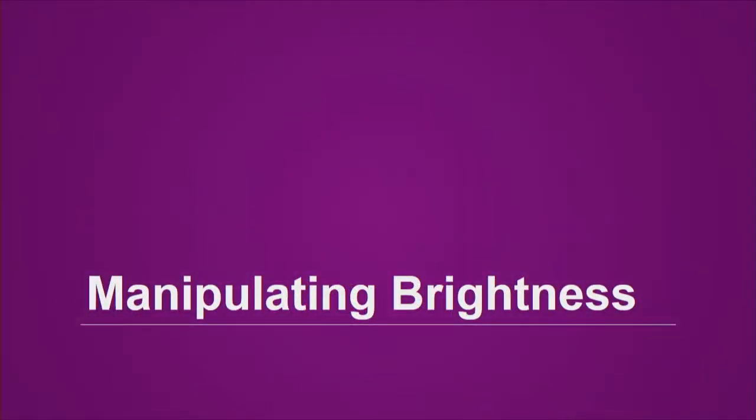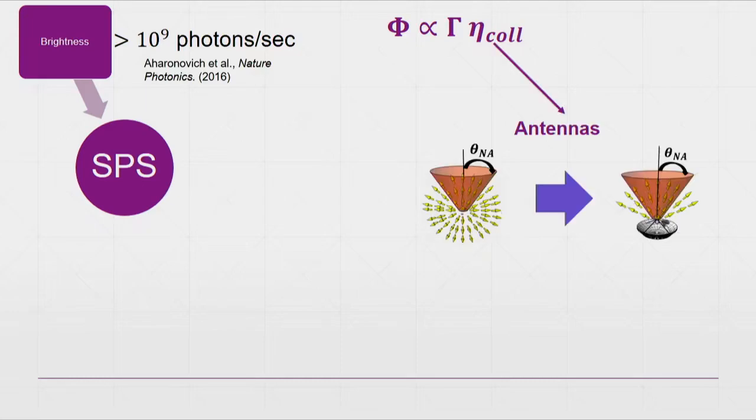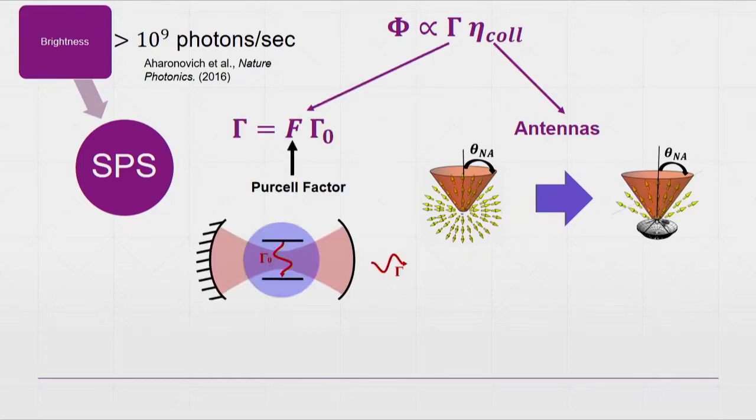So in the first part of the talk, I'll talk more about how we deal with the brightness of these sources. So we all know that we need a very high rate source for quantum applications, and the question is, how can we do that? Usually we focus on one or two of these aspects. So we have this brightness that depends on the decay rate of the emitter and on the collection efficiency of your source. So you can increase the collection efficiency by coupling your emitter into different types of antennas to get better collection into your NA, or place it into a cavity to increase the Purcell factor.